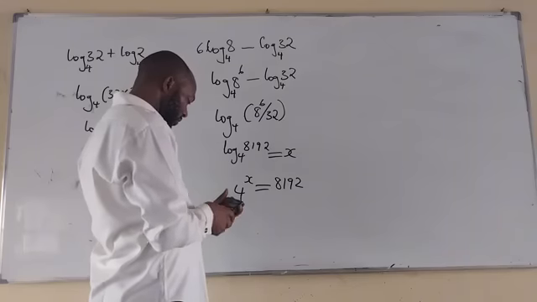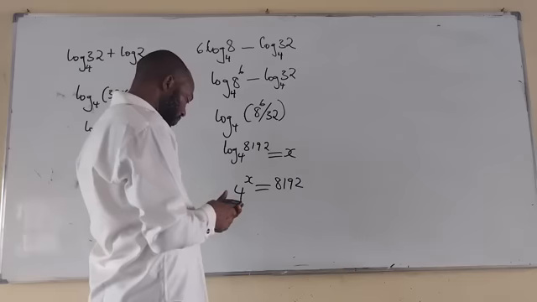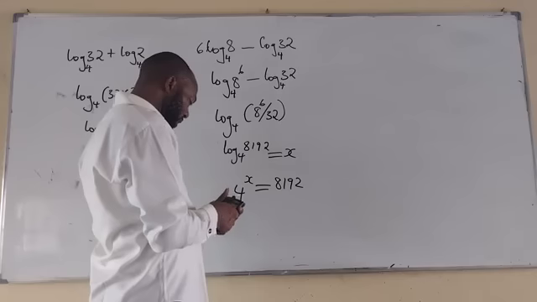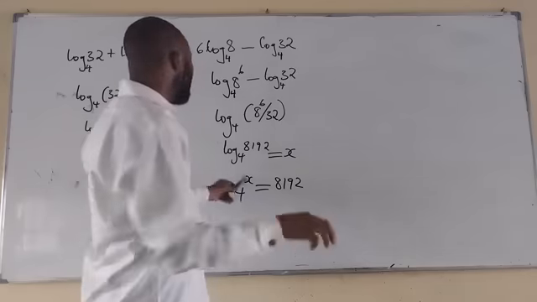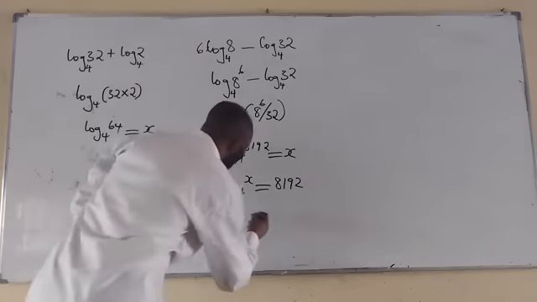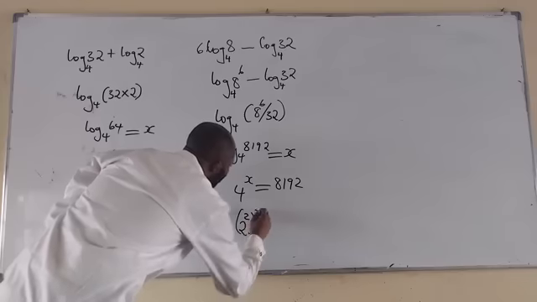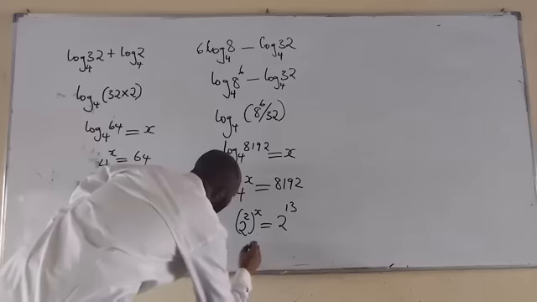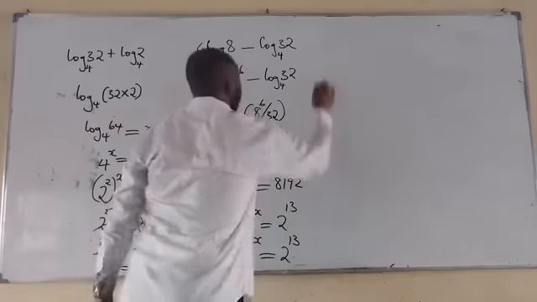4 raised to the power of 7. It doesn't. Let's see 2. 2 raised to the power of 12 is 4,096. Okay. 2 raised to the power of 13 is 8192. So 2 can go. So I have to reduce them to the base of 2. So this is 2 raised to the power of 2x is equal to 2 raised to the power of 13.